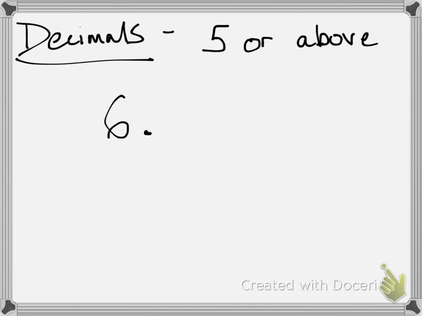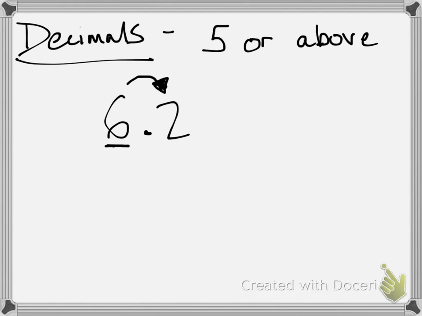Alright, so if I had 6.2 and I was rounding to the nearest whole number, well, my 6 would be the whole number, and I'm looking at the place to the right, and I have a 2. So it's not 5 or above, so my whole number is going to stay the same. I'm kind of rounding down to the 6.